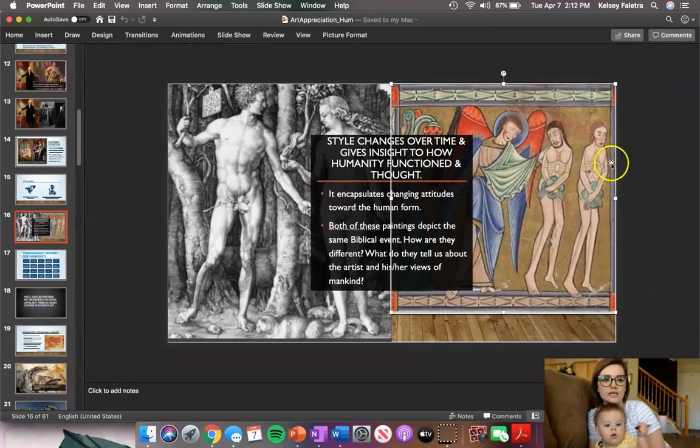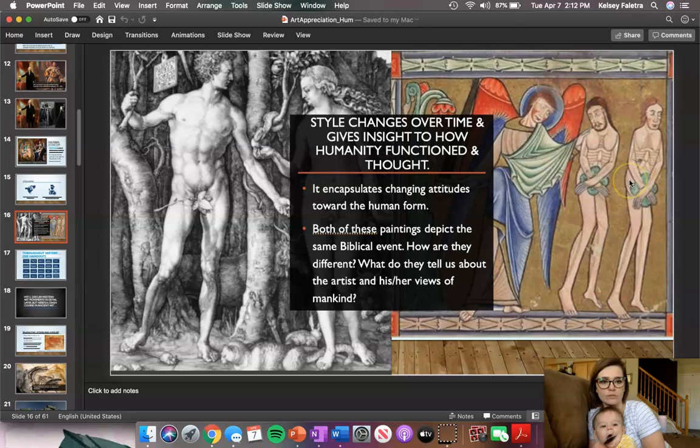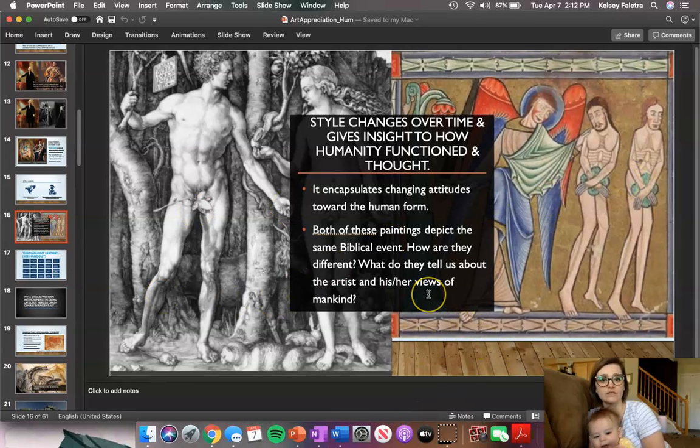There's a lot being said here. You could say that they're making visual arguments in a way. And that's because of the particular styles that are present.